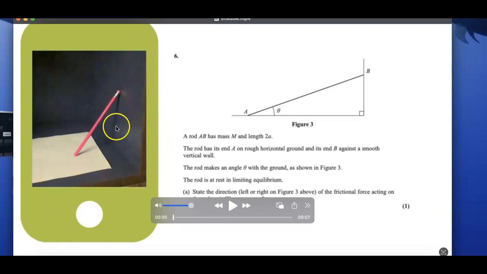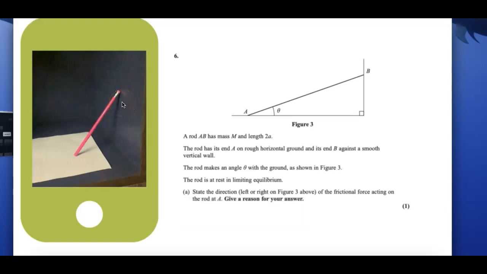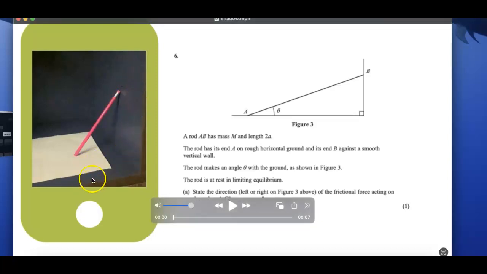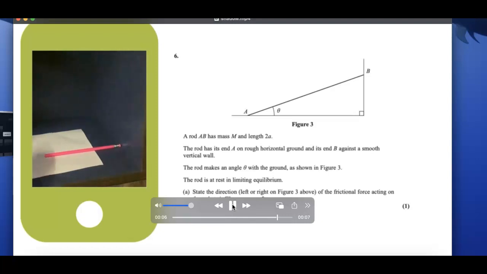So I just tried demonstrating the same thing. It's a pencil resting on the setup, where the walls are at 90 degrees as in the diagram. Now, if you see, when I'm pulling the paper towards me, the object falls down. I just want you to see again. So the direction of the force is this way.